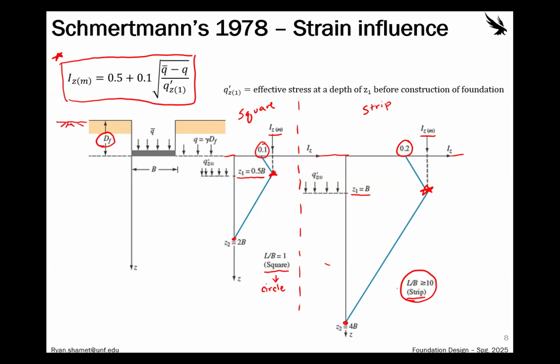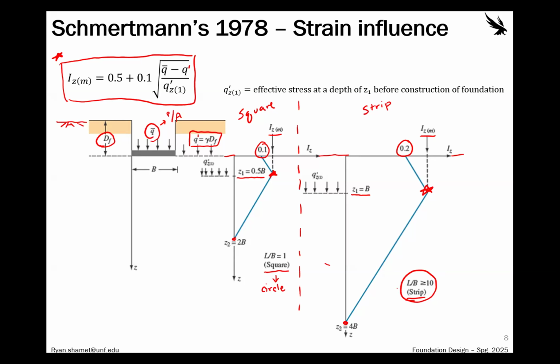Where our q bar is the same as on the previous page. It is our stress at our footing. So this would be the column load divided by the area of the footing. And then our q, technically this is q prime. This is our effective stress right here. So our unit weight times our depth of footing. So the effective stress at that depth of footing.